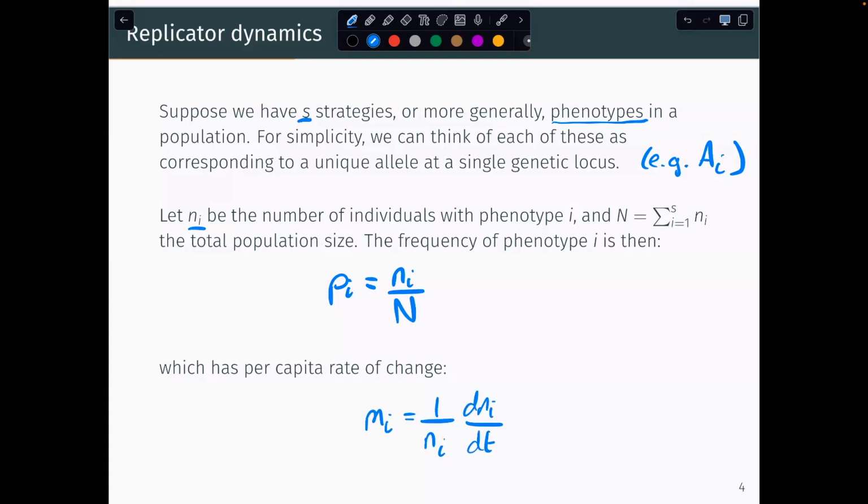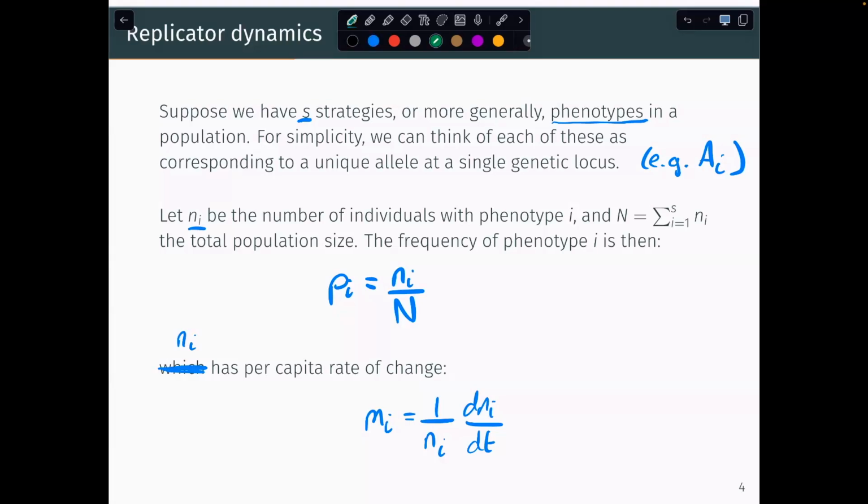This is actually slightly incorrect, I realize. This shouldn't be "which has per capita rate of change." This should be N_i has per capita rate of change. We want to ultimately work out what the frequency dynamics are. N_i has per capita rate of change M_i, equal to 1 over N_i, dN_i/dt. We haven't said what dN_i/dt is.